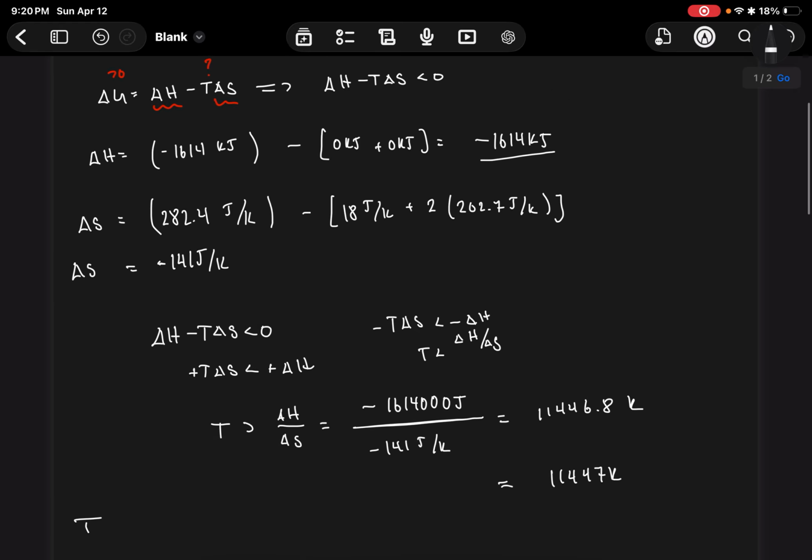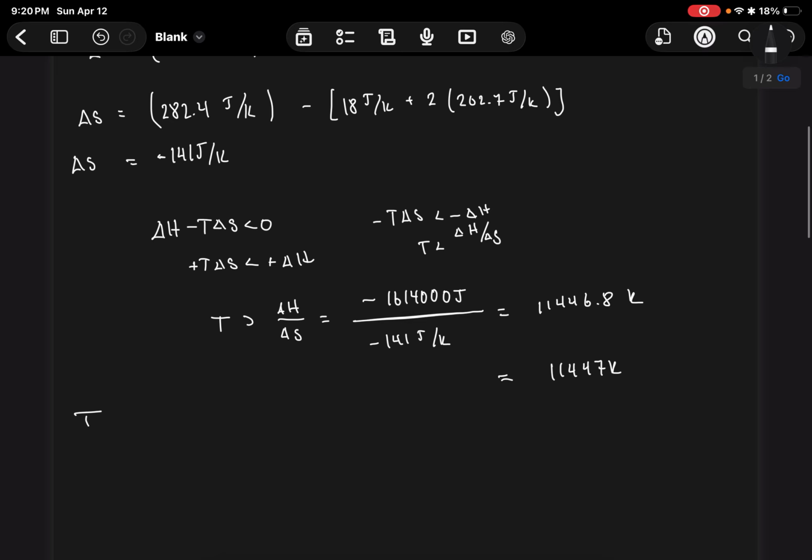This is marked as correct on my thing. Maybe I was wrong then. I guess we don't flip the sign. What the heck? That's weird. Okay, well, anyways, temperature must be less than 11447 Kelvin for it to be spontaneous.